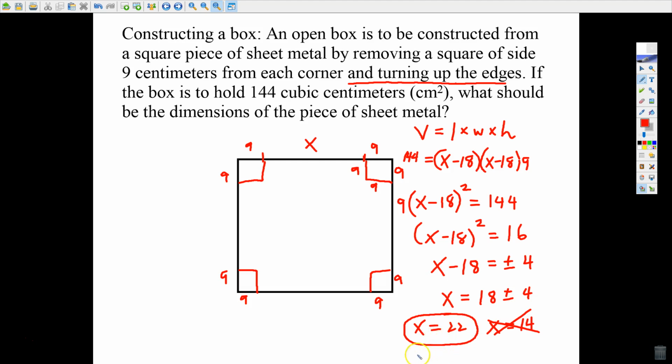Okay, so the dimensions of the sheet metal should be 22 centimeters for each side.